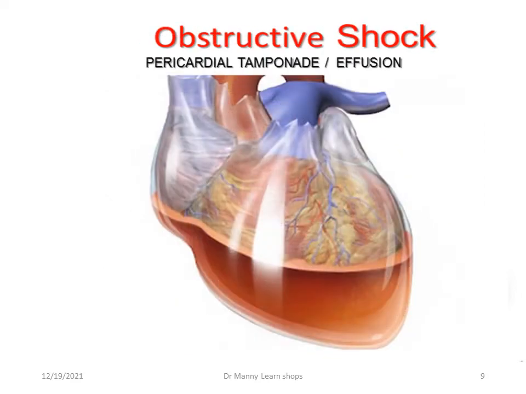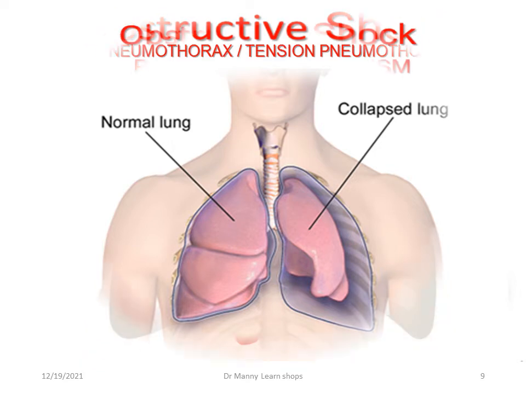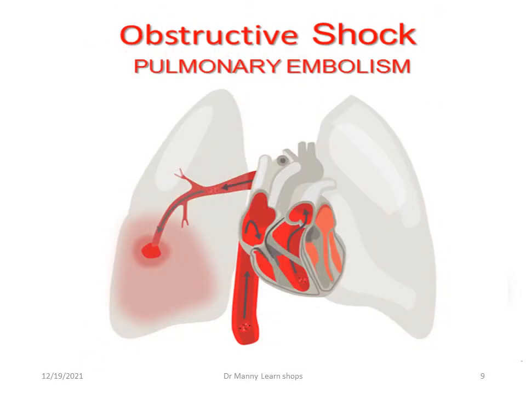Obstructive shock can include pericardial tamponade or effusion, pneumothorax, which is typically going to be tension, obstructive, such as pulmonary embolism, obstructing blood flow through the right heart circulation.